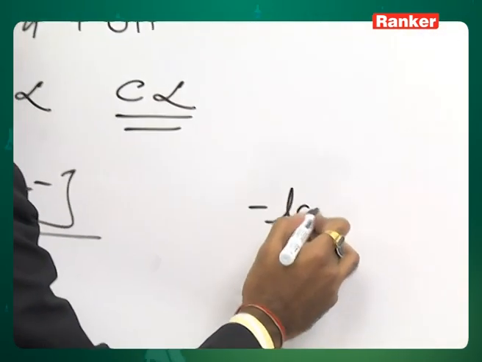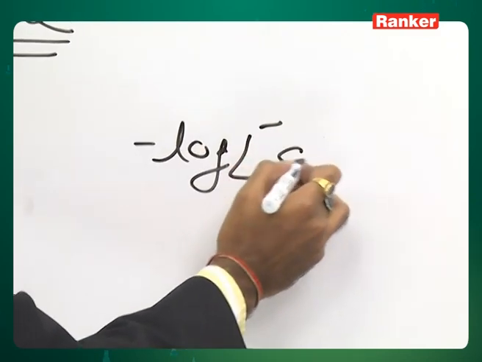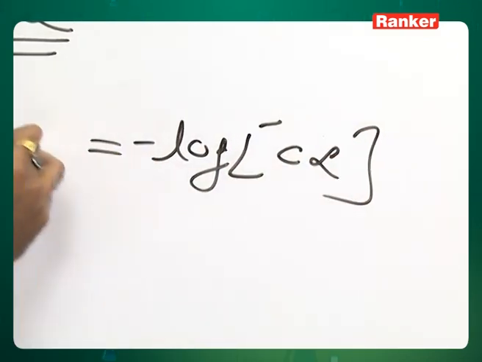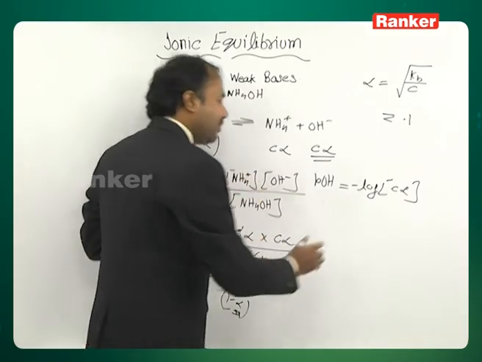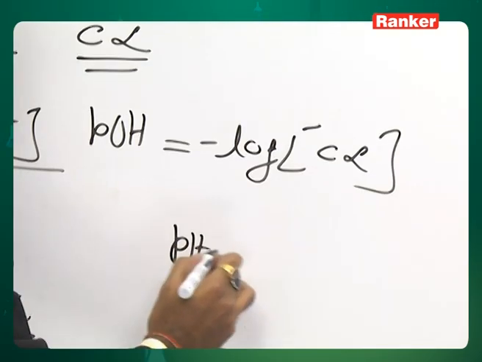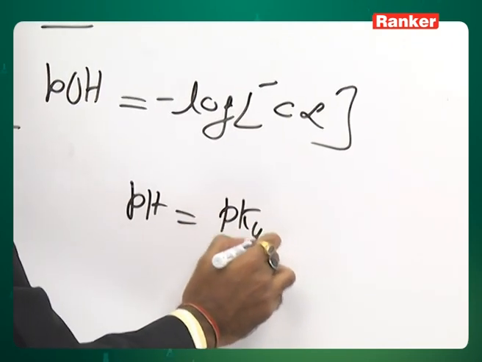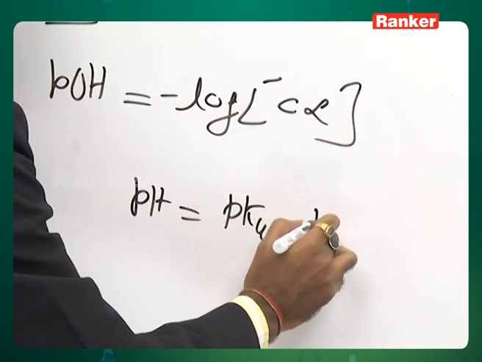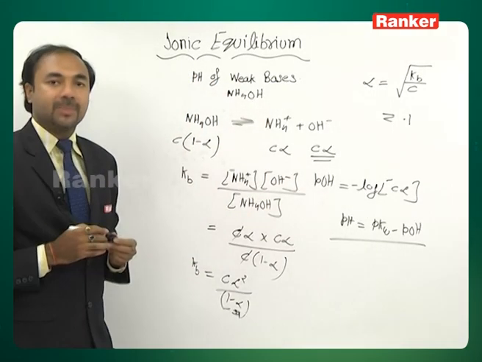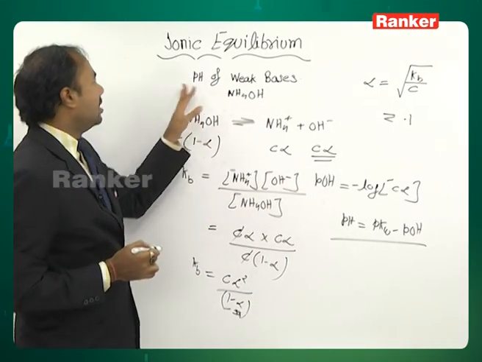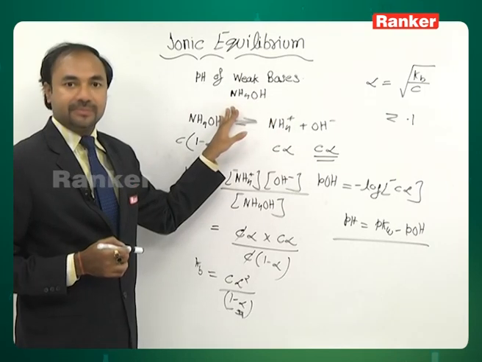Same thing we do, we multiply by C, we get C alpha, and minus log of C alpha is going to give you pOH. Subtract from pKw, minus pOH will give you the pH of this solution. This is how we get the pH of weak bases.